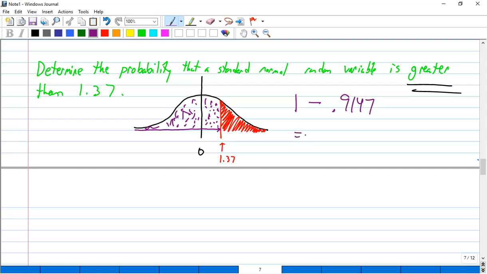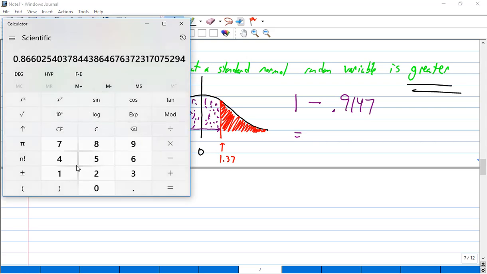All right, so of course I got to do that in a calculator. I can't do that in my head. I probably could, but I'd rather not make a mistake. I've made enough of those today. All right, so 0.0853.